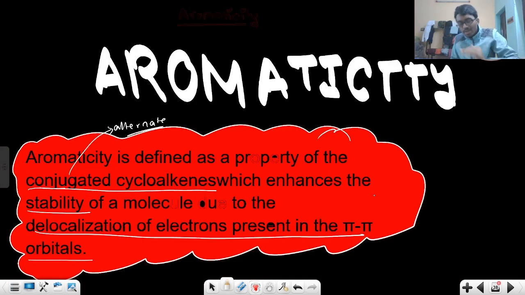First, try to understand. If there is entire delocalization of electrons in the ring, then the ring has to be a planar one. Otherwise, it is not possible for complete delocalization. Clear? The ring has to be in one plane so that it is entirely delocalized. So Huckel's rule says, first point, the ring must be planar.